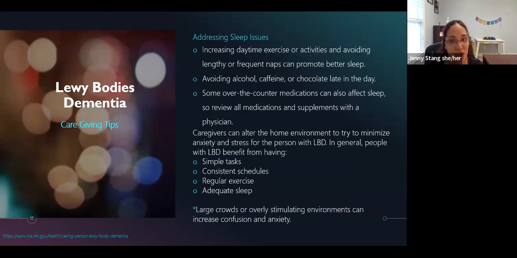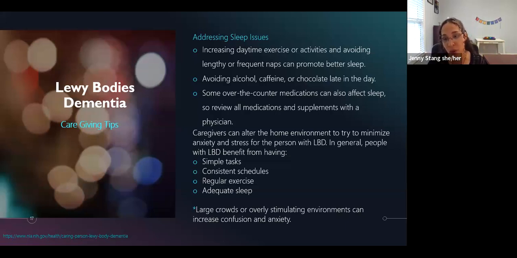Next, addressing sleep issues. Increasing daytime exercise or activities and avoiding lengthy or frequent naps can promote better sleep. Avoid alcohol, caffeine, or chocolate late in the day. Some over-the-counter medications can also affect sleep, so review all medications and supplements with your physician. We don't want to start putting in a bunch of pills to treat the symptoms if you don't know what the reactions are going to be.